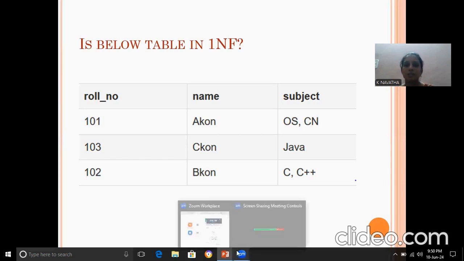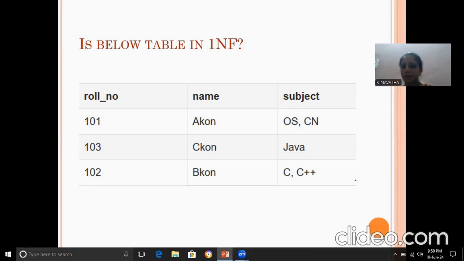What will be the output here? First normal form will be 101 Acon OS for the first row, and the second row will be 101 Acon and CN. This will be the first normal form.